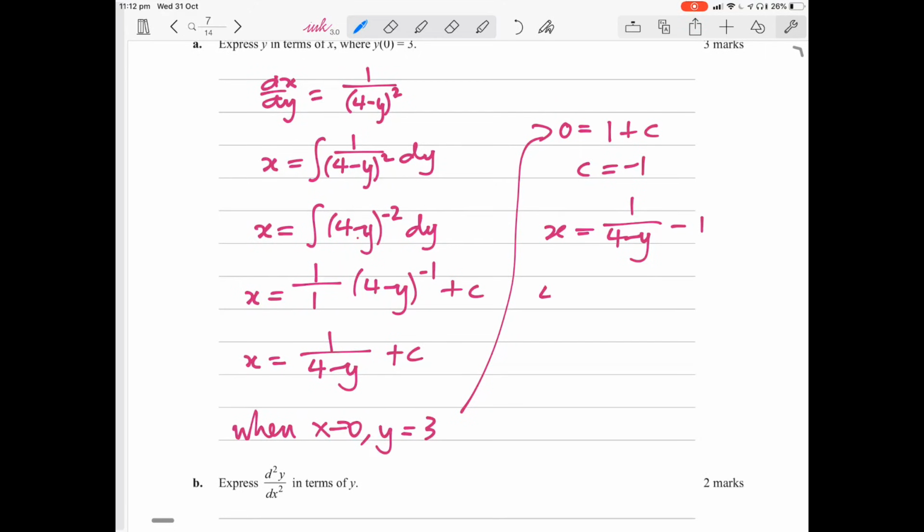So from here we get 4 minus y is equal to 1 on (x plus 1). And then we get y is equal to 4 minus 1 on (x plus 1). Okay, hopefully that's right.